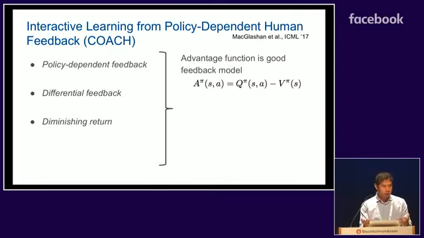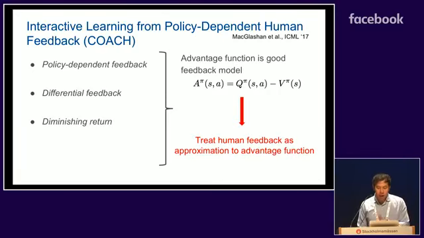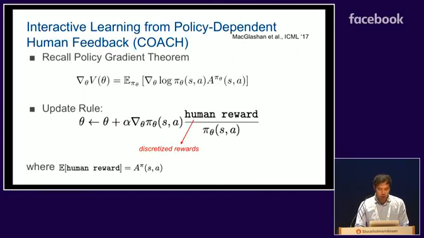And in case you're not familiar with advantage functions, it is simply the difference between the action value function Q and the state value function V, which basically shows how good taking an action A is compared to the expected value. And now the strategy of Coach is to have humans supplying the rewards, and to treat human feedback as an approximation to the advantage function.